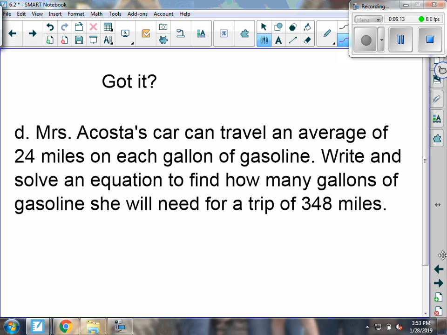Okay, copy this one down and try it on your own. Mrs. Acosta's car can travel an average of 24 miles on each gallon of gasoline. Write and solve an equation to find how many gallons of gasoline she will need for a trip of 348 miles. So pause this and take a moment to copy this down, please.